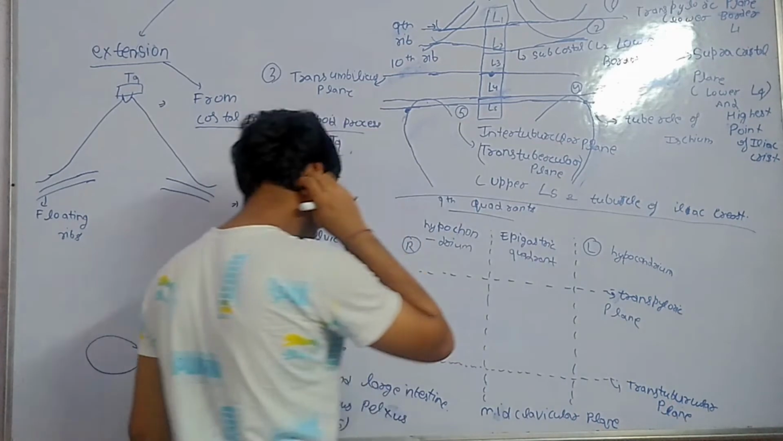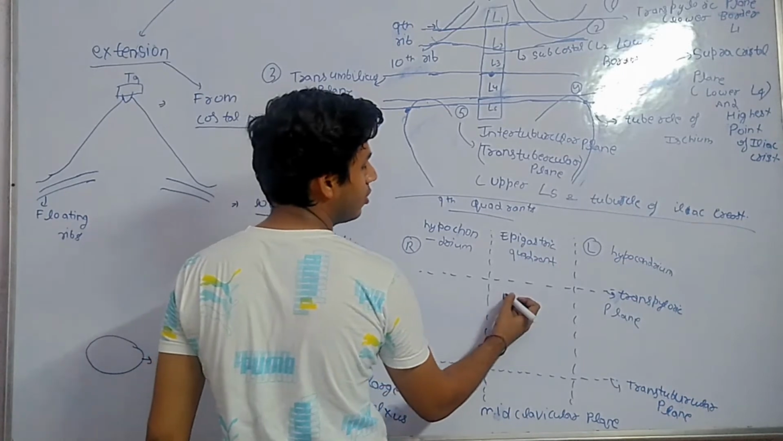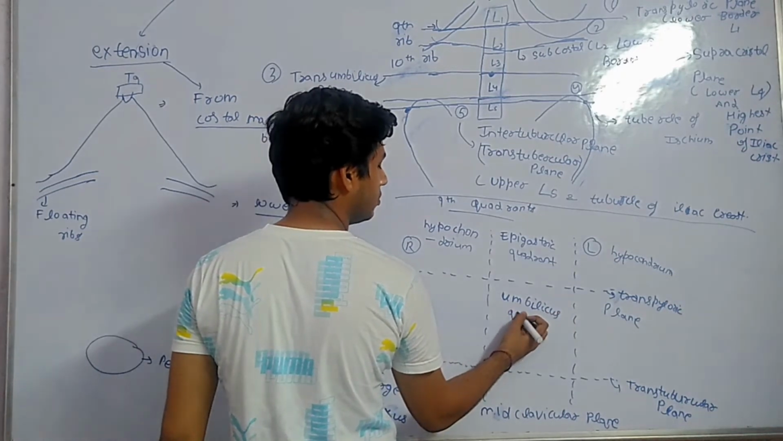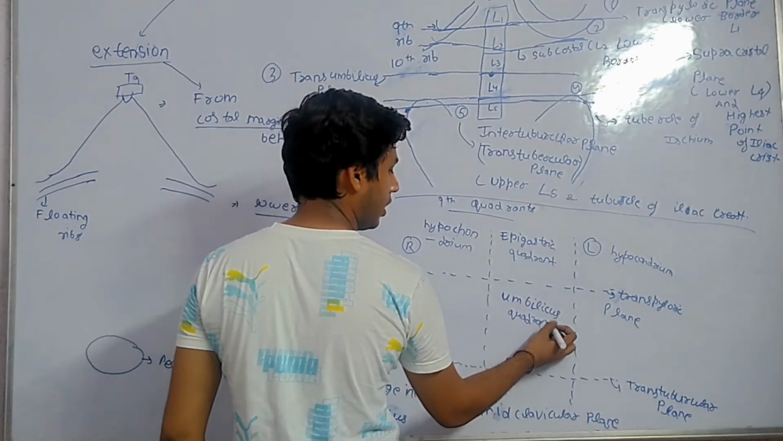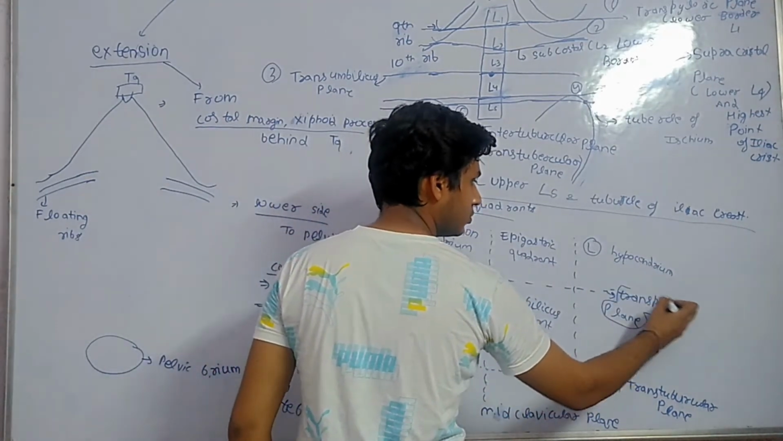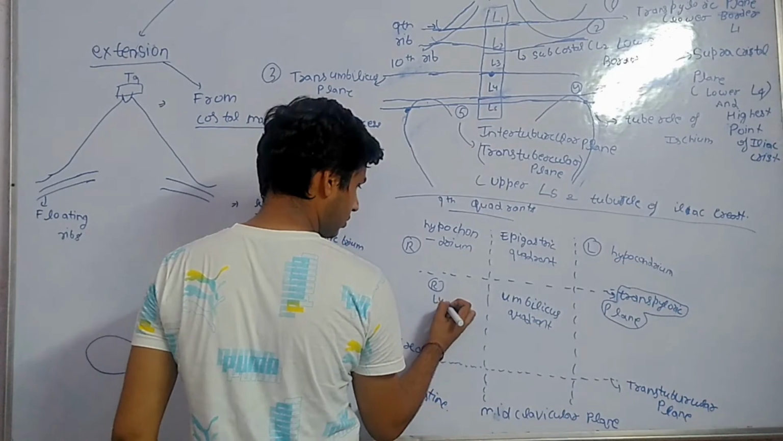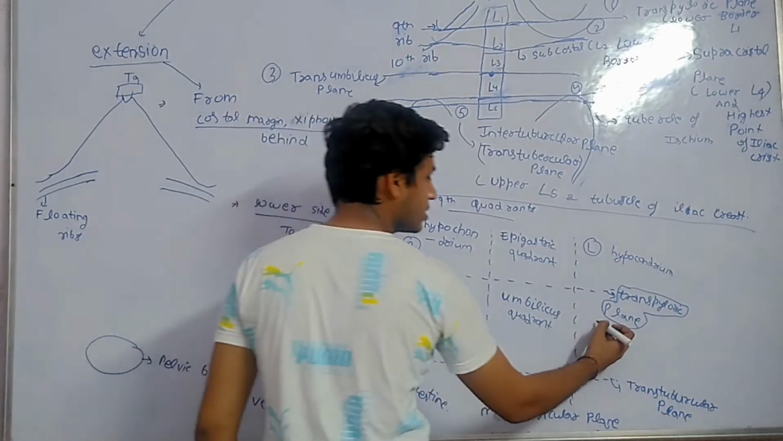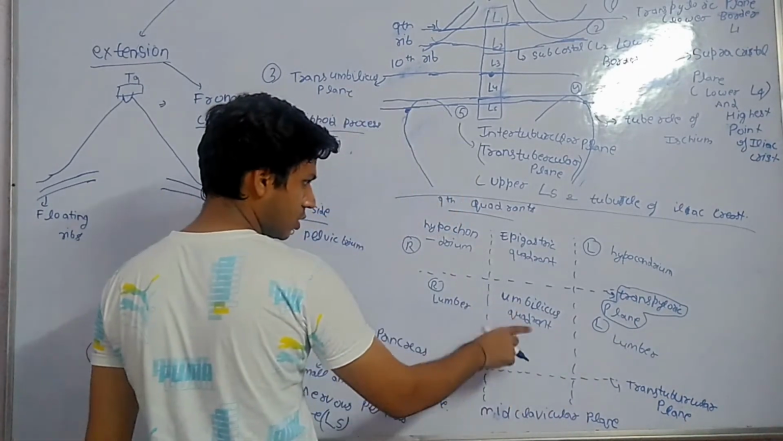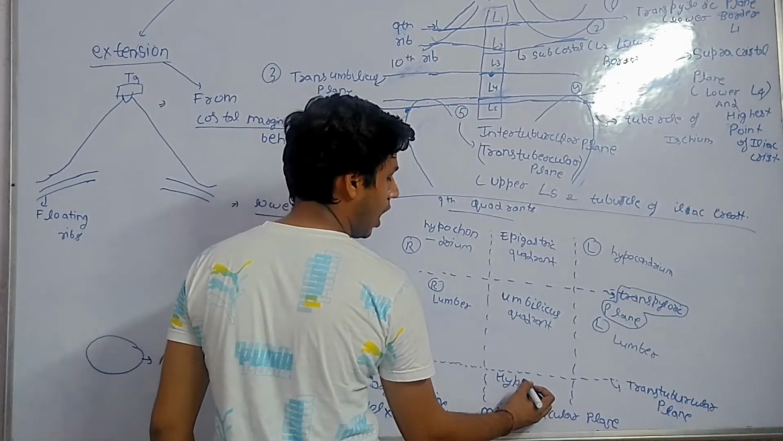Done. Here, the umbilicus is present, so this is called the umbilical quadrant. Here, this is left and right. This is the right lumbar plane, right lumbar quadrant. This is the left lumbar quadrant. Done. And below, this is called hypogastric. Below the gastric point, hypogastric.